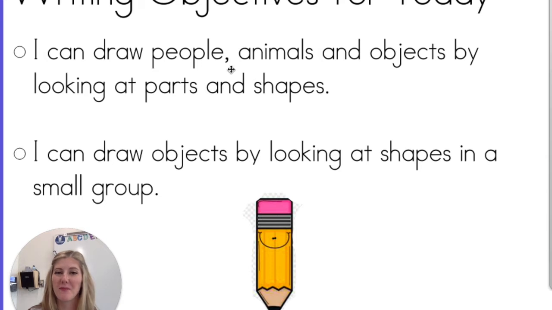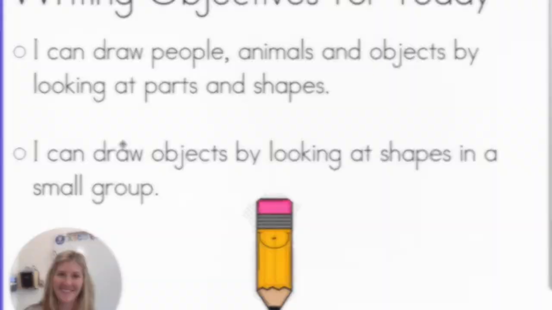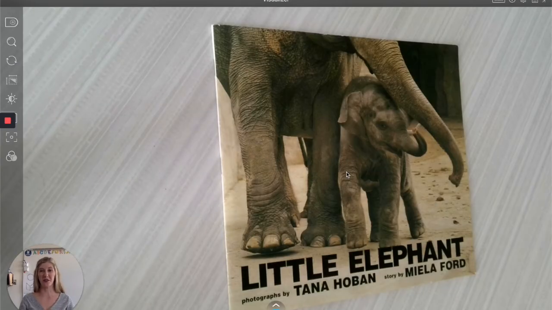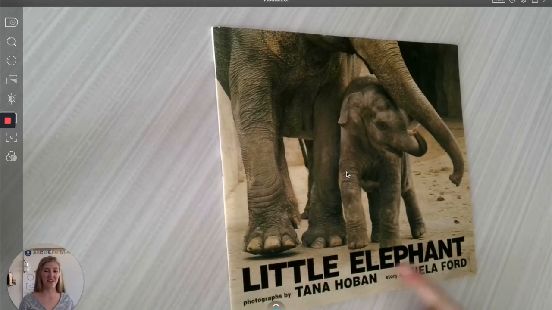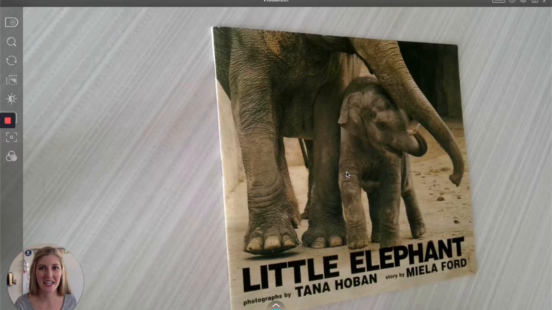I can draw people, animals, and objects by looking at parts and shapes. And I can draw objects by looking at shapes in a small group. Let's get started. Friends, we are going to look at the book called Little Elephant by Tana Hoban to study a little bit more about what she does in her writing.